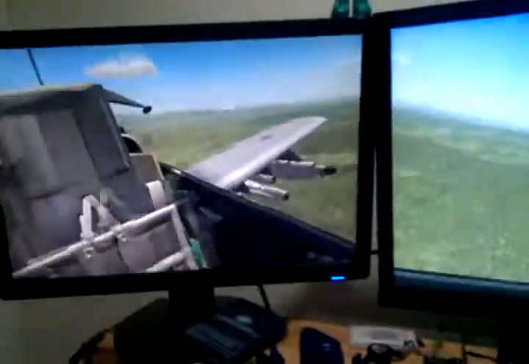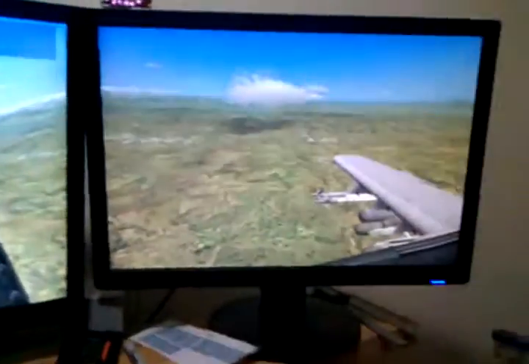But I've got my flight simulator going there. I've got the thingamabob on my head. Got my joysticks out.